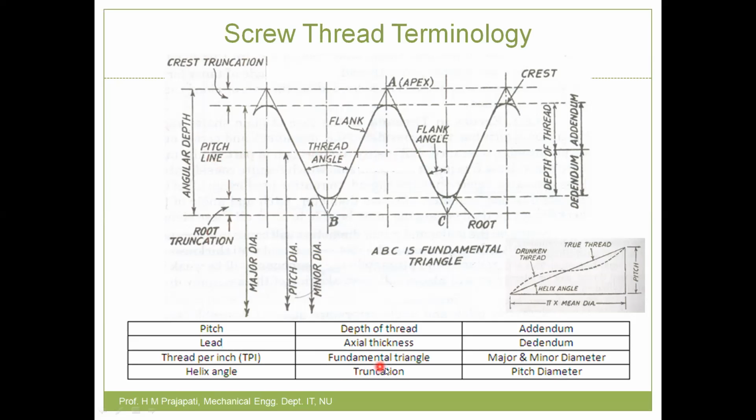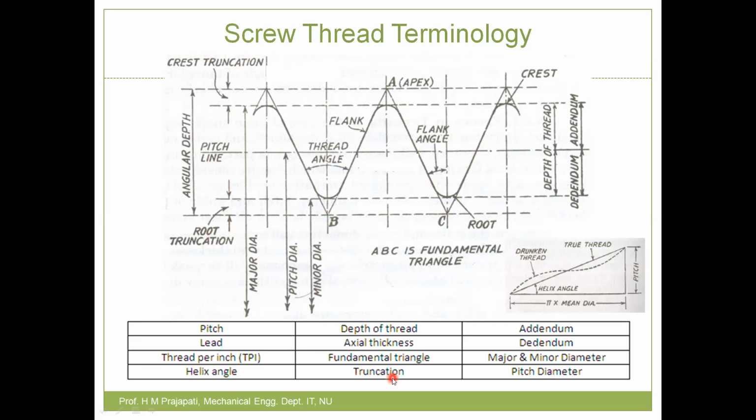Now next is the fundamental triangle. Here you can see this ABC is called the fundamental triangle. So how to define the fundamental triangle? If you extend the flanks, both flanks intersect at point A. That point A is called the apex, which is on the crest side. Similarly, on the other side, if you extend the flank lines, you get B and C, which are similar to the apex A. If I extend this flank and the flank of the next thread, I get point C. Similarly, if I extend this flank and the flank of the previous thread, I get point B. Then this triangle ABC is called the fundamental triangle.